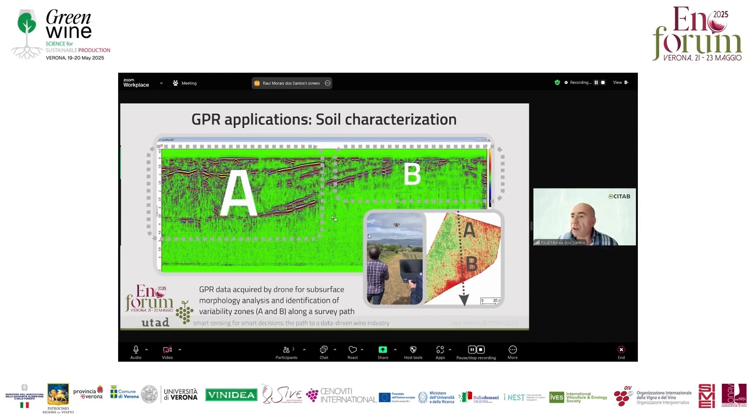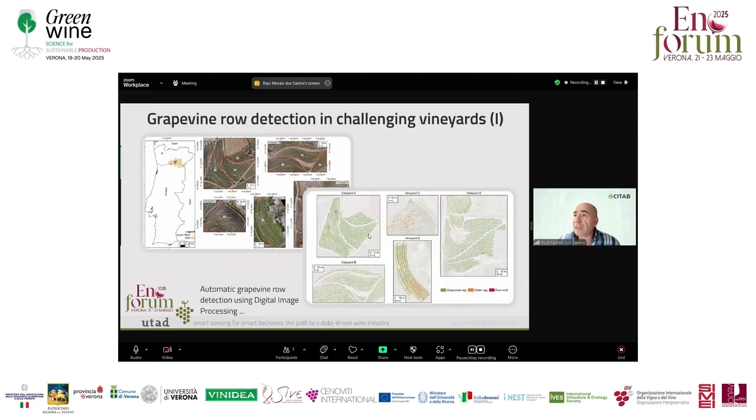So this kind of tool is very important to understand the causes of variability. Another application is grapevine row detection in challenging vineyards. These vineyards are typical from the Douro region, and on the right side of the slide you can see the row detection using digital image processing.